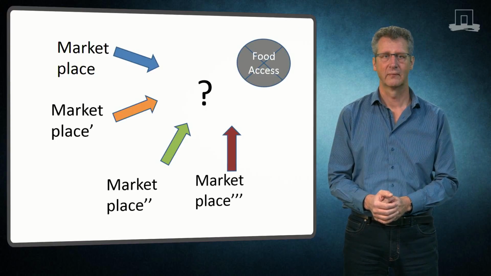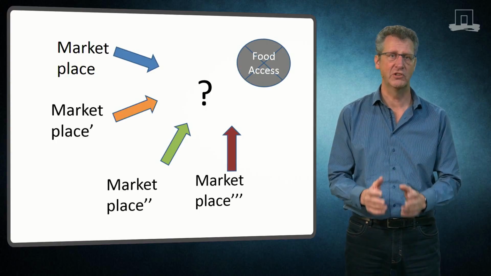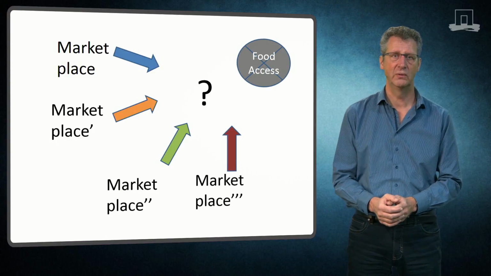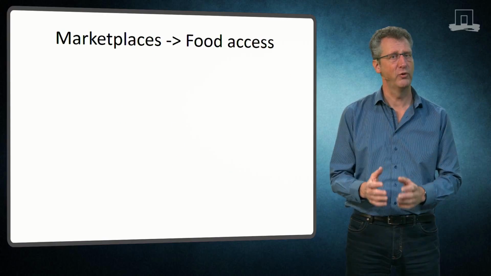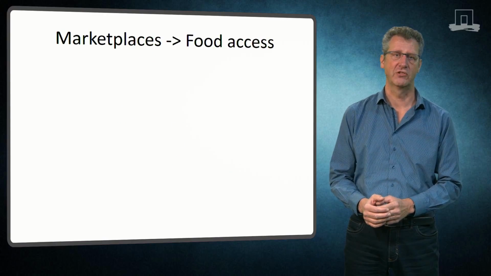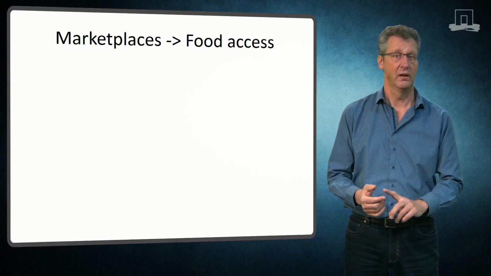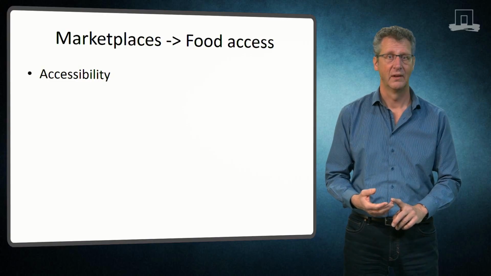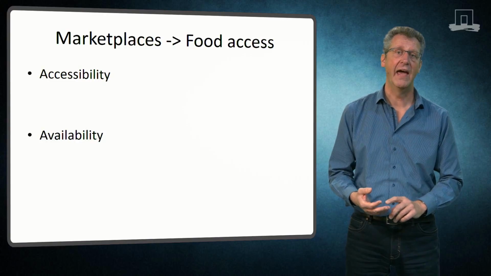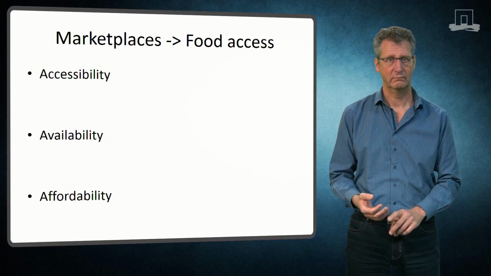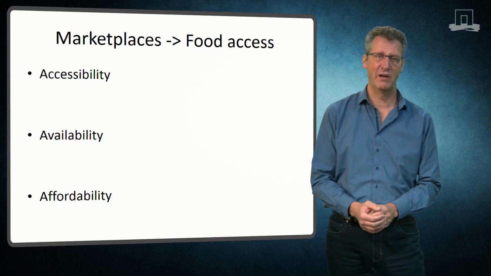food. In this short video, I will discuss 3 dimensions with you that help to describe food access in concrete marketplaces. These are accessibility, availability, and affordability. Let me start with an example.